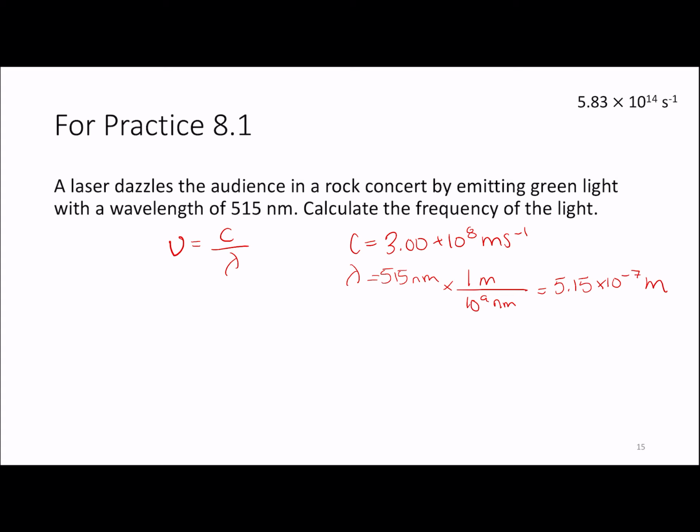There, we just plug into our equation. So nu equals 3 times 10 to the 8 meters per second divided by 5.15 times 10 to the -7 meters, and that equals 5.83 times 10 to the 14 seconds to the -1.